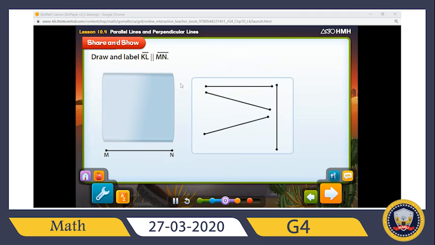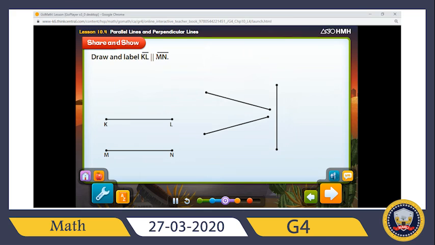Okay. What about this question? It says draw and label line segment KL parallel, remember this symbol, to line segment MN. So MN is already given here. This time I need to find another line segment to make it parallel. Which one is it? Remember, parallel lines never cross. So in this situation, it should be the same as line segment MN. So to draw KL, I can select line segment KL like this.